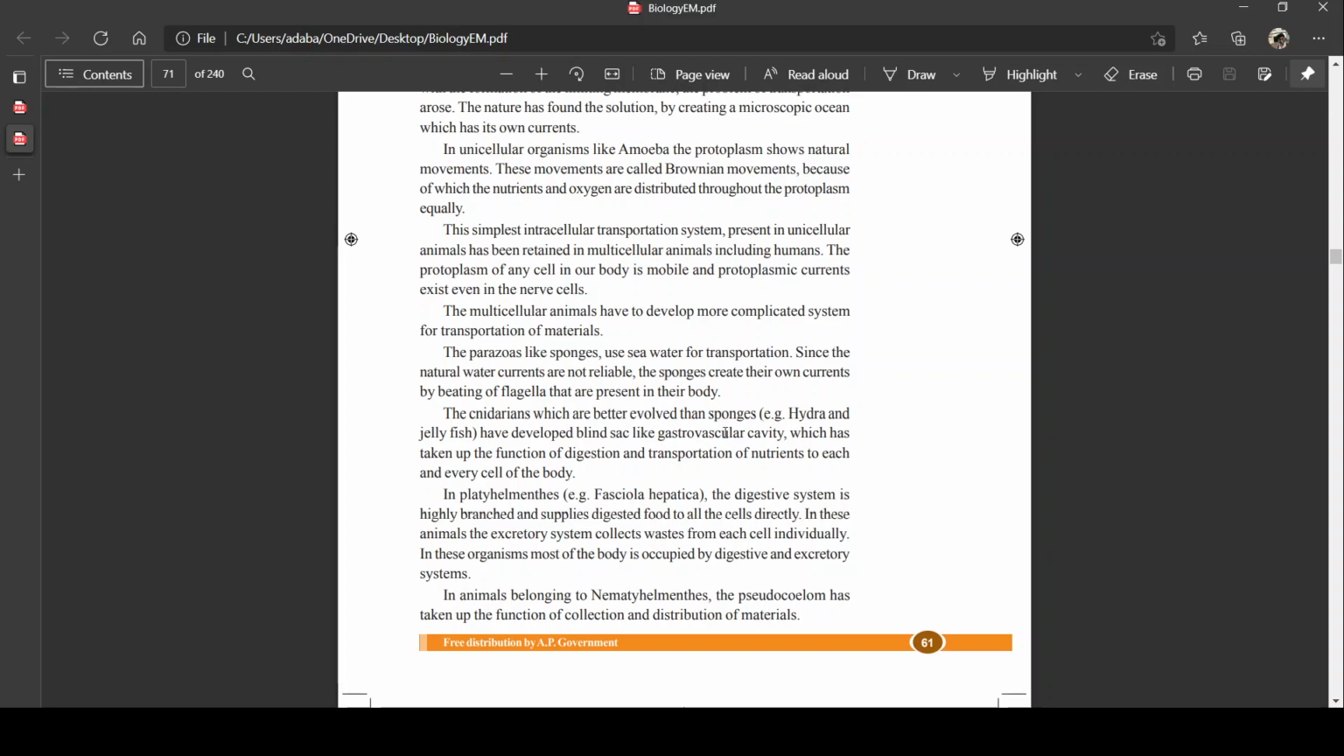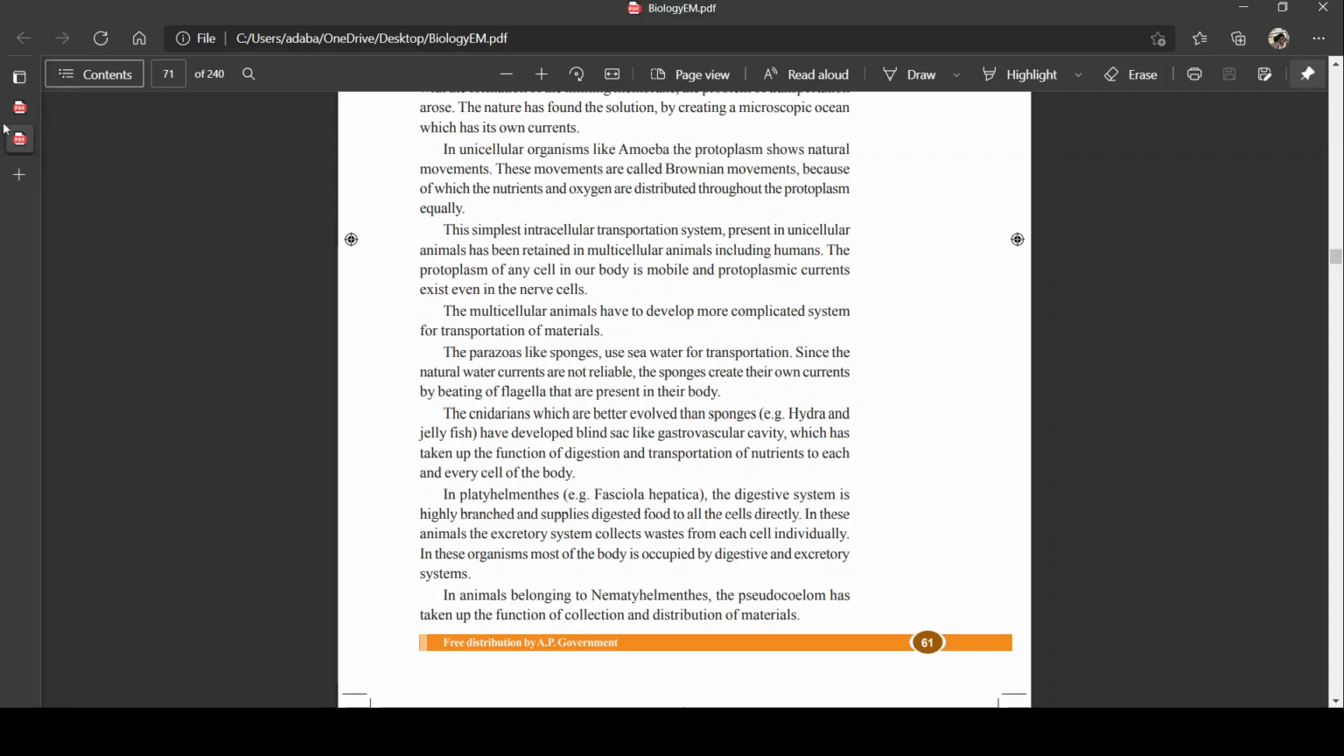The best examples are Hydra and jellyfish. The Cnidarians have developed a blind sac-like gastrovascular cavity in their body, which has taken up the function of digestion and transportation of nutrients to each and every cell of the body.